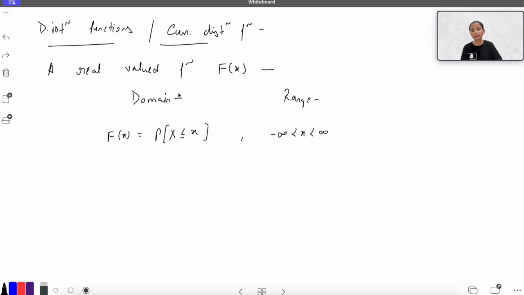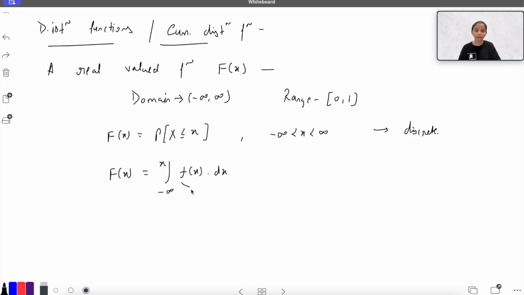So your domain is minus infinity to infinity, and your range is, as it is a probability, between 0 and 1. This is for the discrete case. If you are looking at the continuous case, then you write F(x) equals the integral from minus infinity to x of f(x) dx, where f(x) is the probability density function.